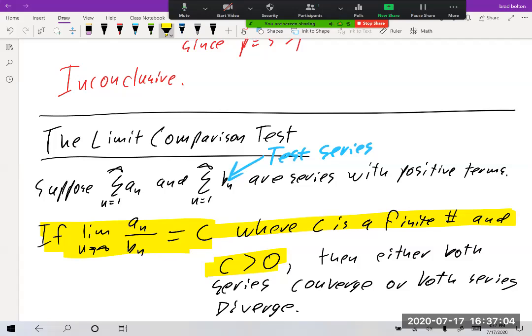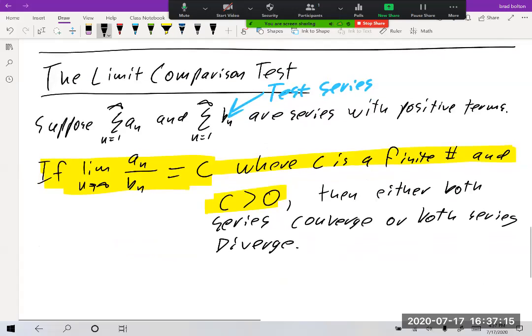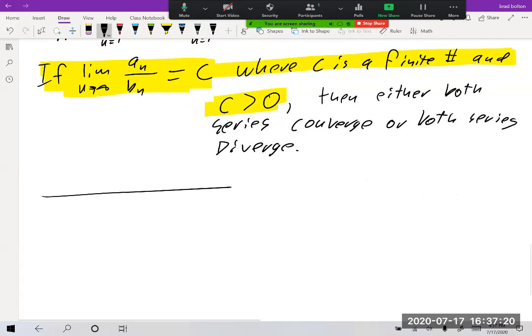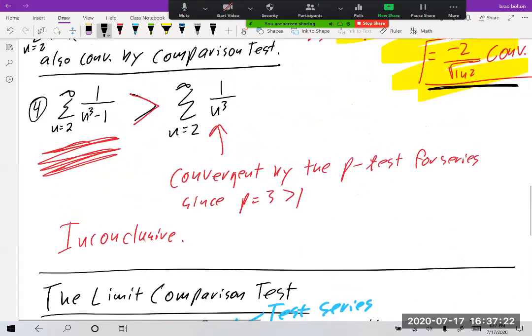So this step that I have here in yellow does not actually say convergent or divergent. All it says is that the limit comparison test works. You can use it now. And then what it means is that either both series are convergent or both series are divergent. So let's take a look at this previous problem up here, okay?